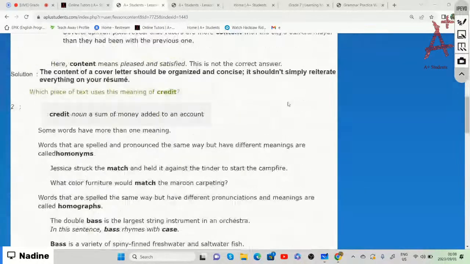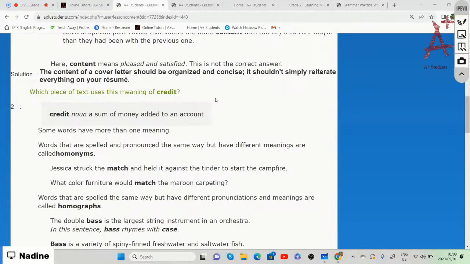Okay, so let's look at the next one. Credit. The meaning of credit is a sum of money added to an account. So the sum of money that is added to an account. And some words have more than one meaning. So credit is a sum of money added to an account, right?